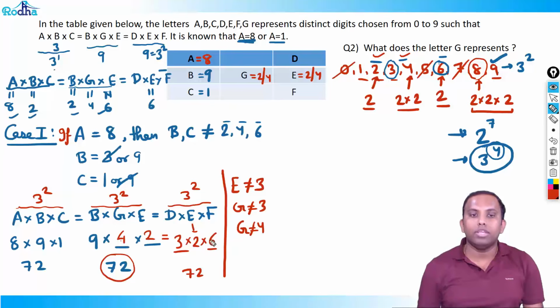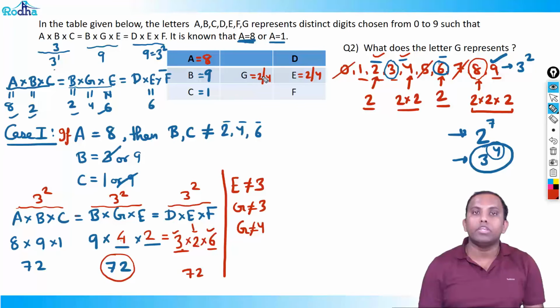Because if G is 4, then E is 2, right? If you put E as 2 here, I'm left with only 3 and 6. Out of these options, all are finished. Only 3 and 6 are left, and since this is an equality sign, they should also give me 72. But 3 into 6 is 18, 18 times 2 is 36, not giving me 72. So E cannot be 2, so G cannot be 4.